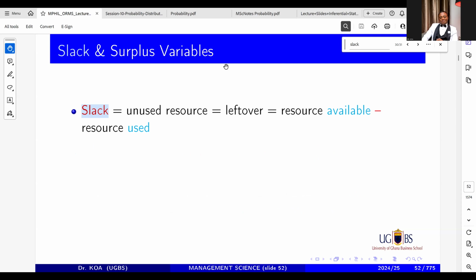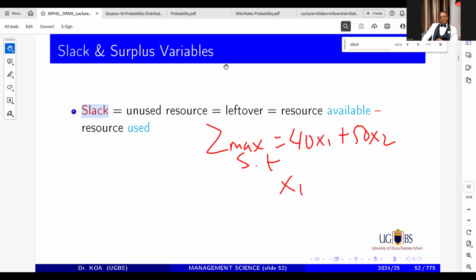So you have your z function, which is equal to 40x1 plus 50x2, subject to, this is something we've been using all along, subject to 1x1 plus 2x2 less than or equal to 40 hours of labor. And then you have 3x1.